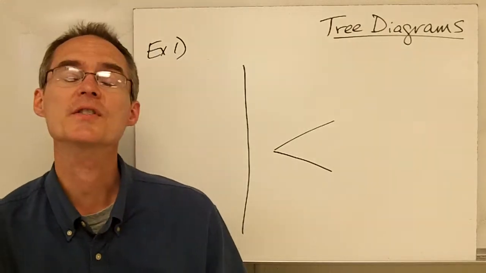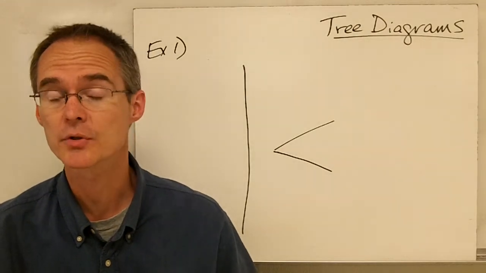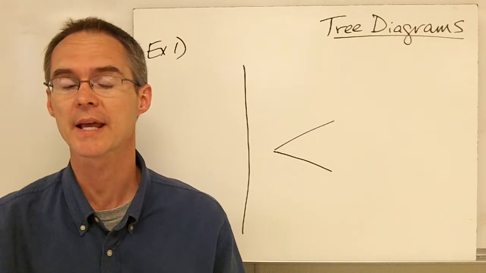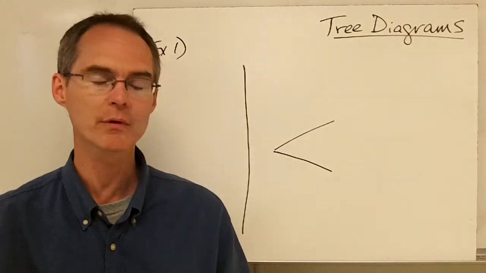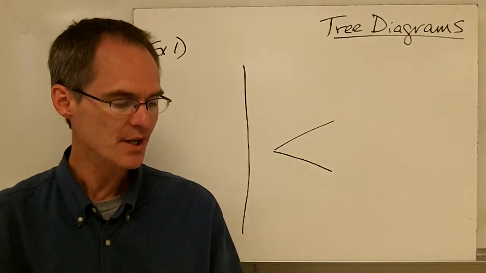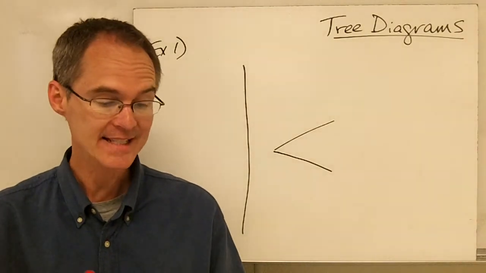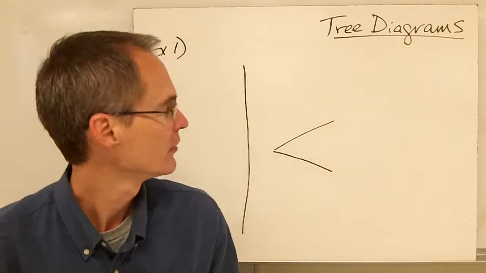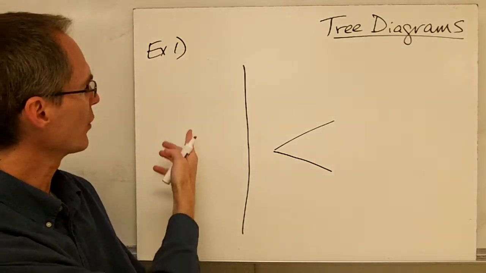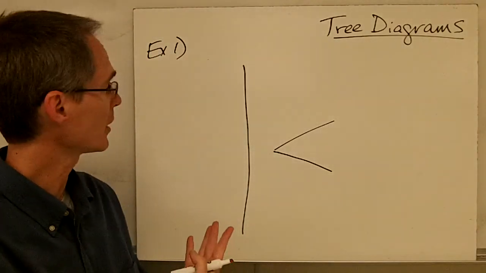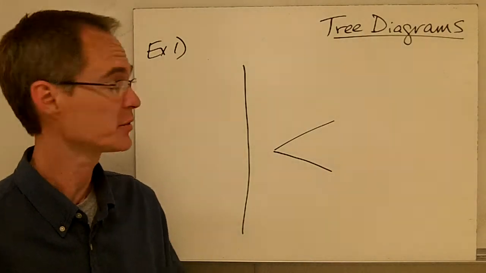Okay, in this video we're going to look at something called tree diagrams to solve probability problems. And we're going to start with an example that we've looked at before. Example number 1 says, what's the probability of flipping a coin twice and getting heads at least one time? So we've solved this problem before. In fact, it's a fairly straightforward problem to solve if you draw a sample space.